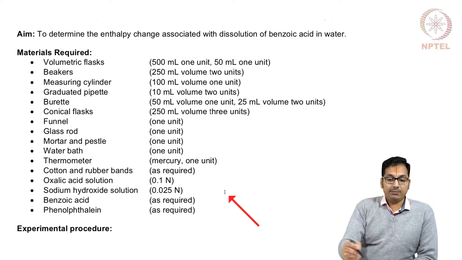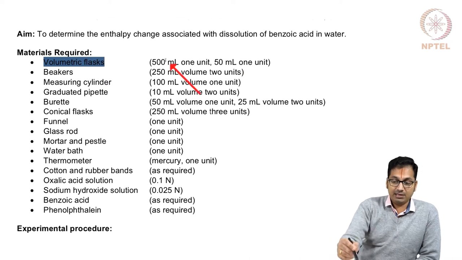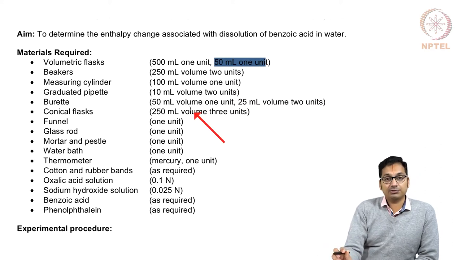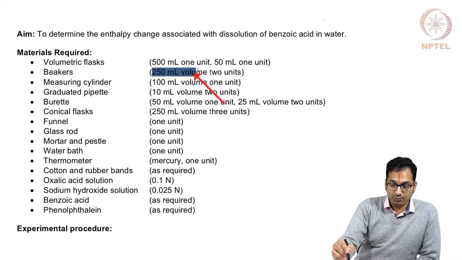As we start with the materials required for the experiment, the first thing you would need is a bunch of flasks. Basically, you would need one of about half a liter and another of about 50 mL. One would be used for equilibration, to get the temperature at which you are doing a measurement, while the other would be useful for dissolving your benzoic acid. You would also require beakers. We will see why you would require them.